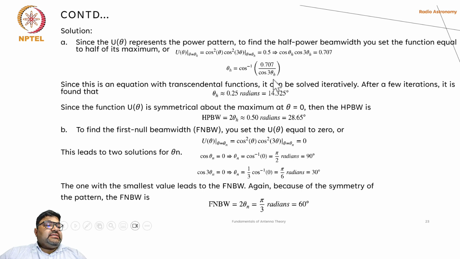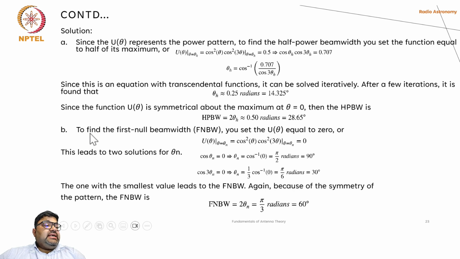It's an equation with a transcendental function, and it can be solved iteratively. After a few iterations, you find θh equal to 0.25 radians, or 14.325 degrees. Since the function U(θ) is symmetrical about the maximum at θ equal to 0, the HPBW is twice this θh. That is the first one.